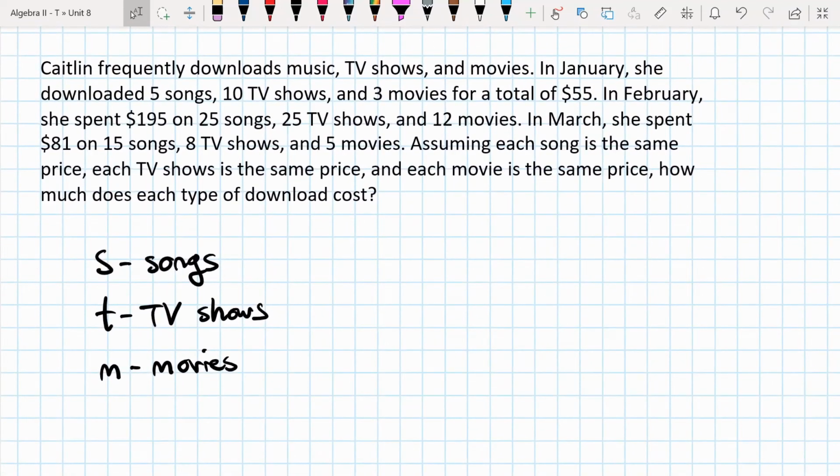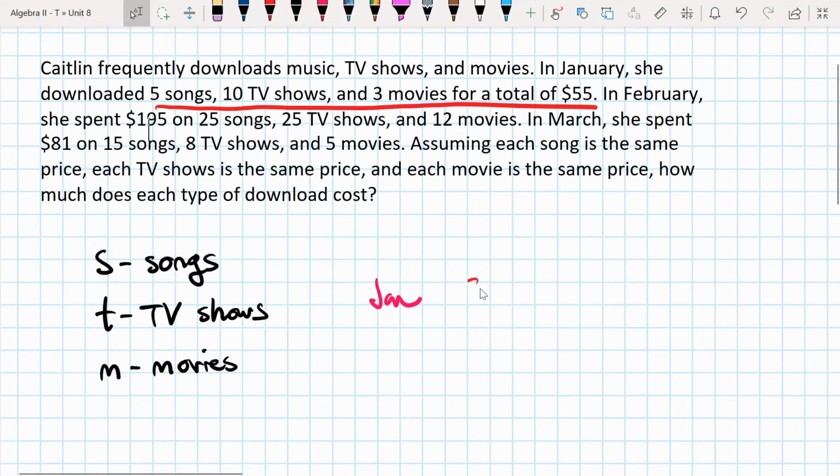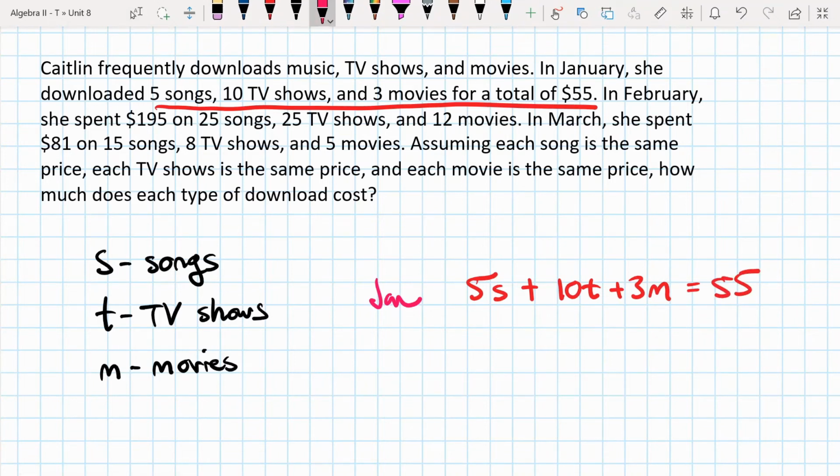And so we know that in January, she spends $55 on 5 songs, 10 TV shows, and 3 movies. So 5 songs plus 10 TV shows plus 3 movies equals $55. So that's the first month.